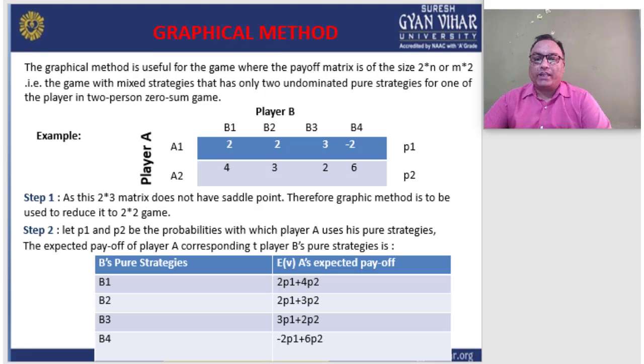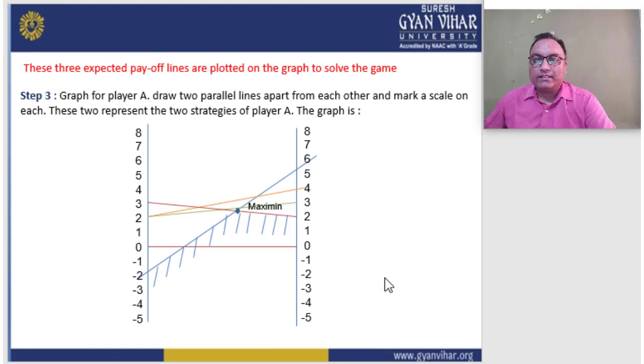So B pure strategies are given by B1, B2, B3, and B4, and the expected payoff for B1 is 2p1 plus 4p2. For B2 it is 2p1 plus 3p2, and B3 is 3p1 plus 2p2, and B4 is 2p1 plus 6p2. So these are the different kinds of strategies, and this can be solved by the graphical method.